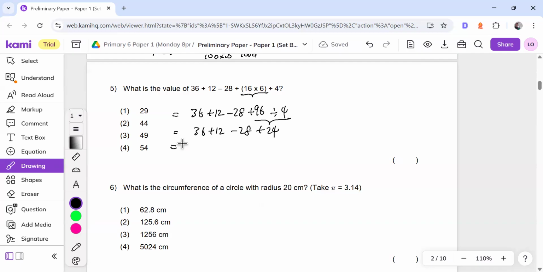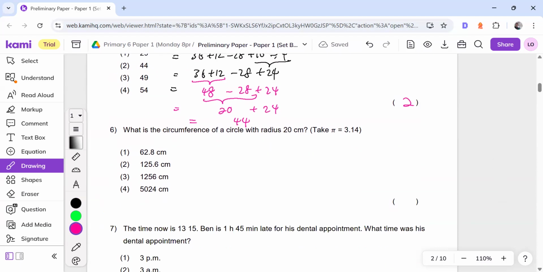Plus, minus, and plus, which one do you do first? You do whichever comes first. Plus and minus are equally important. So 48 minus 28 plus 24. Again, minus and plus, you do whichever comes first. So you have 20 plus 24. And your answer will be 44. So in the exam, do it this way. By now, you should be expert already, getting this answer correct.